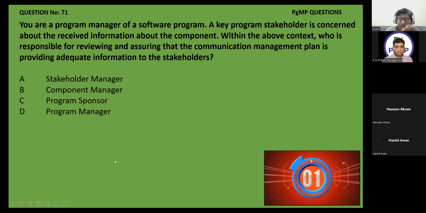Yes, Gulzar sir? The word we have selected, the right answer, program manager, we selected just because a key program stakeholder is concerned. If it would be a key project stakeholder, then the answer I think will change to component manager. Is that right or not? Yes. If it is only talking about that particular one component or project, then it is a project manager. But here we're talking about the program level thing, so the project manager will not attend to the program stakeholder.